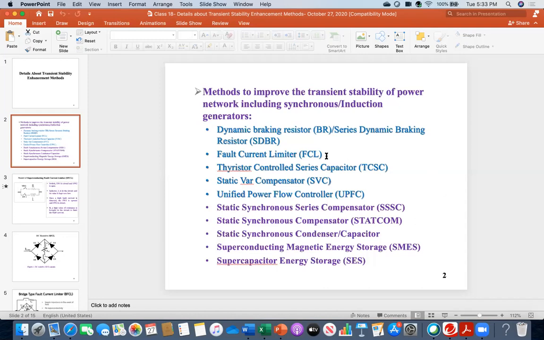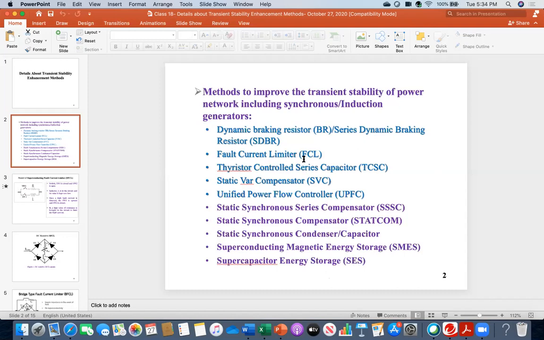So just keep in mind that the braking resistor, fault current limiter, UPFC, and the last two energy storage are for active power control. Although energy storage and number five, UPFC, have the capability of both, they have mainly been used for active power control. And for reactive power control, TCSC, SVC, SSSC, STATCOM, and synchronous condenser are used. So today we will concentrate on the fault current limiter.